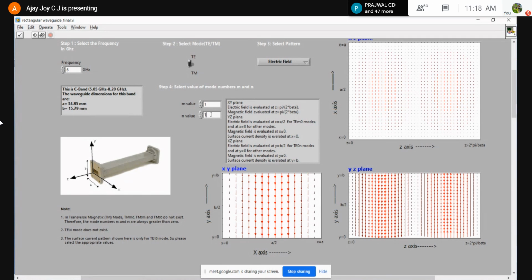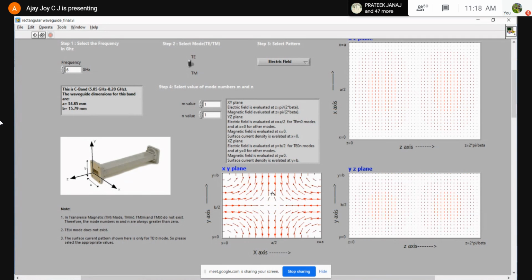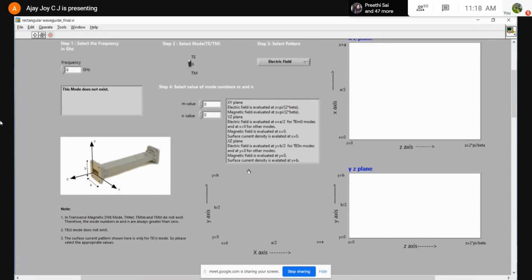If we change the mode M and N values, you can see here the patterns will change accordingly. For TE mode, if we give M and N as 0, this mode will not exist, because if we calculate using the Hz formula, we will not get a correct value. So this mode does not exist, and the modes existing are 0 1, 1 0, and 1 1, and so on.